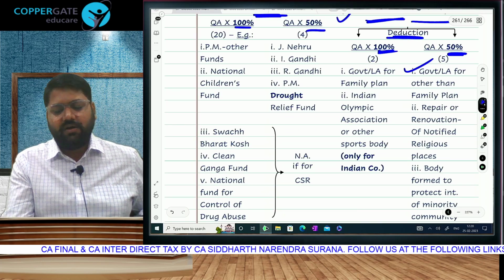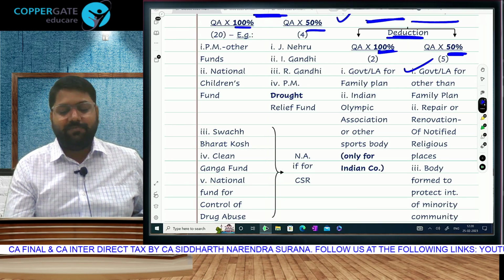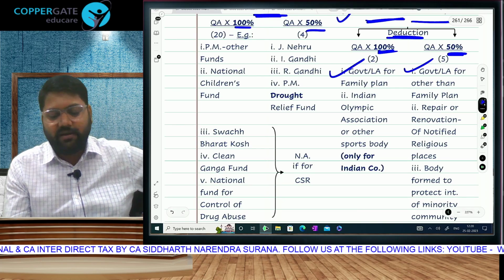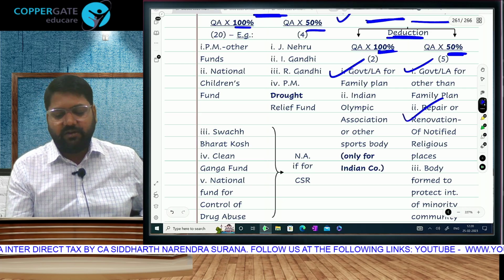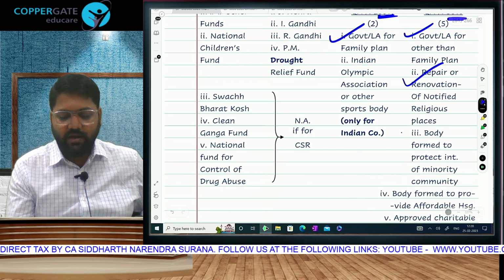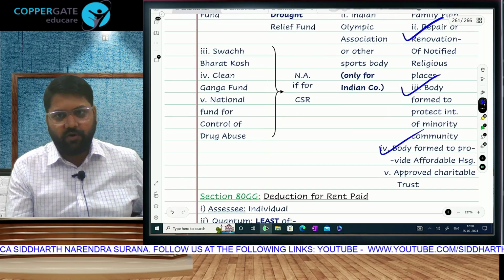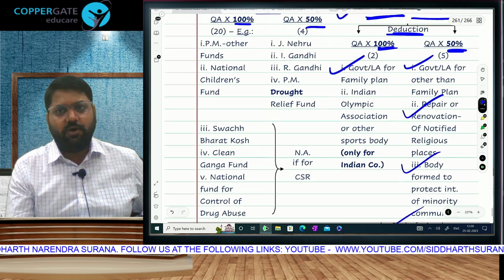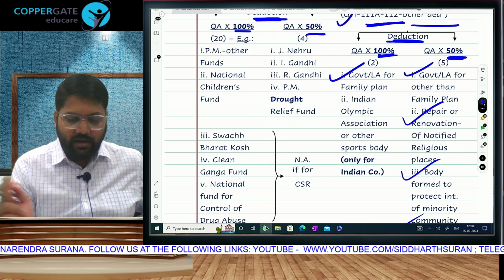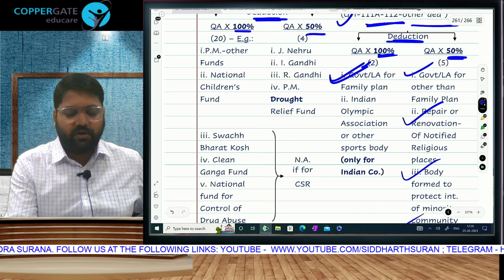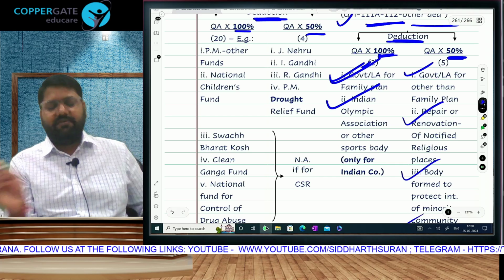Any donation given to government or local authority for other than family planning, because for family planning it will come in 100%. Repair and renovation for notified temple, church, mosque, gurudwara. Any body formed to protect interest of minority community. Any body formed to provide affordable housing, and any approved charitable trust. They all come in limited 50%.